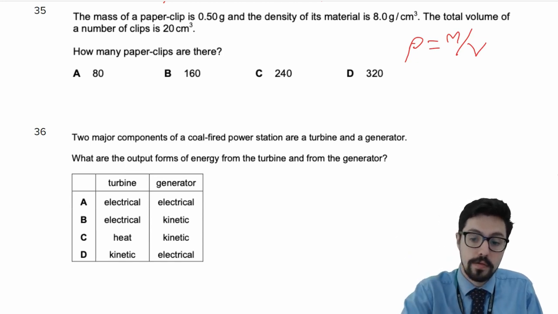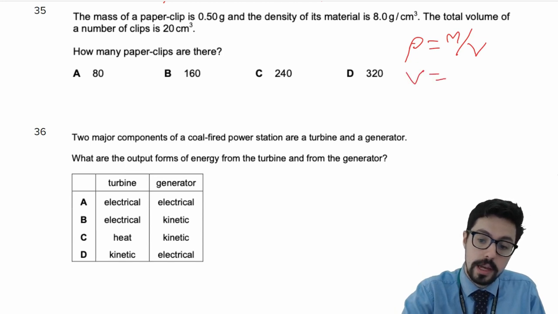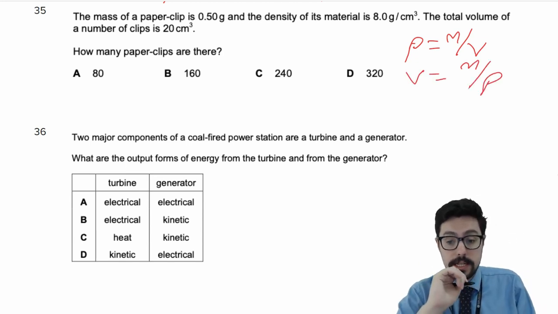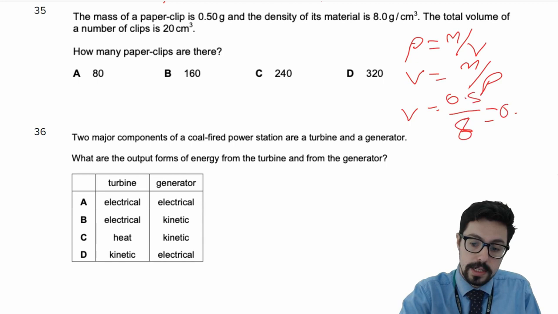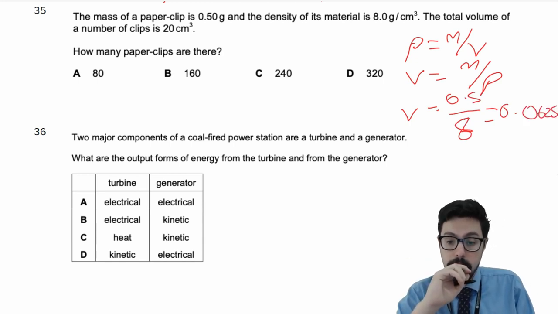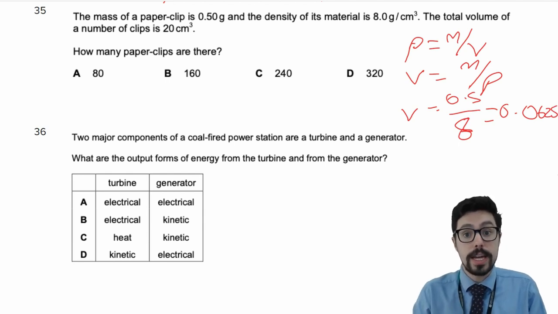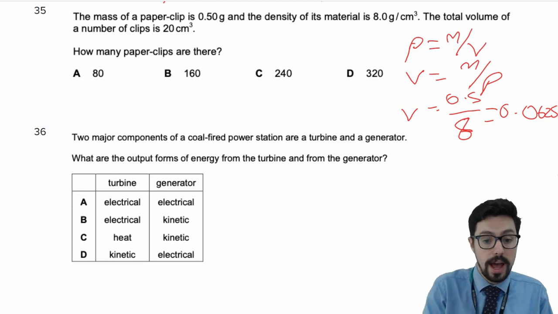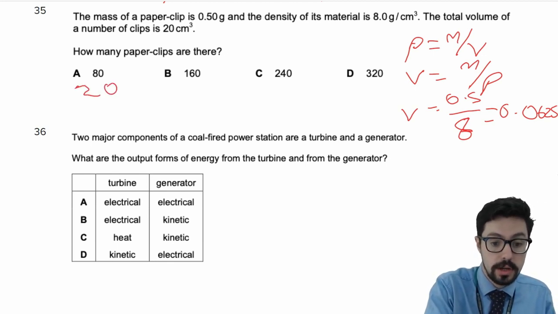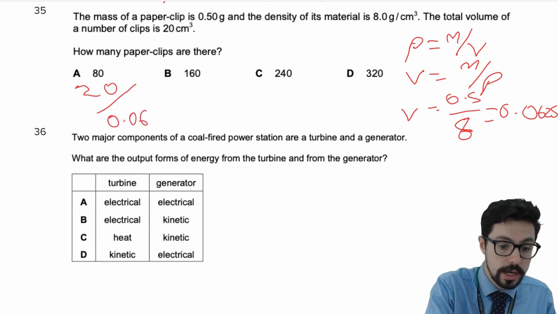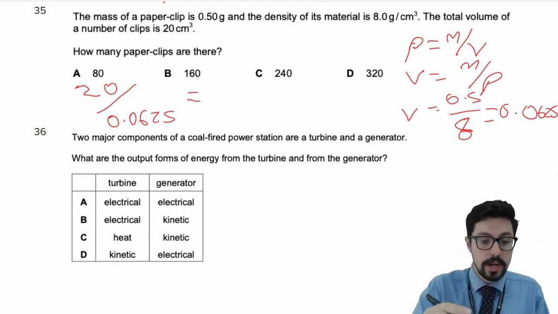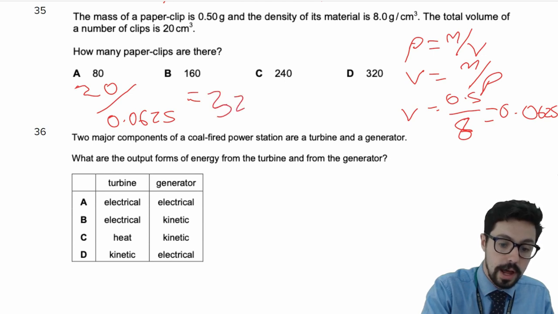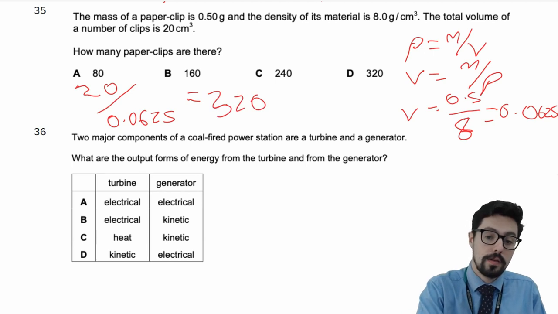So one paperclip's volume, rearranging this equation, V equals mass divided by density. So the volume of one paperclip is going to be equal to 0.5 divided by 8, which is 0.0625. My total volume is 20. If each one has that volume, how many do I have? So I've got 20 centimeters cubed in total. Each one is 0.0625. So I divide 20 by that to find out how many I would need to make it. And 20 divided by that equals 320. So there must be 320 paperclips, D.